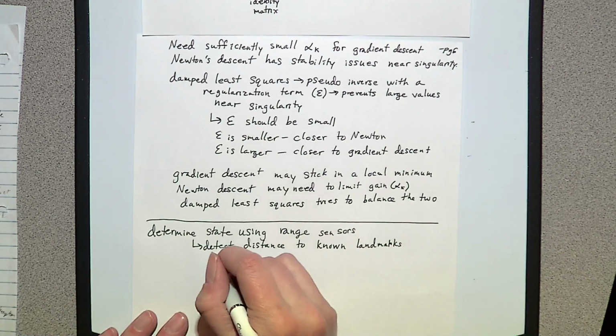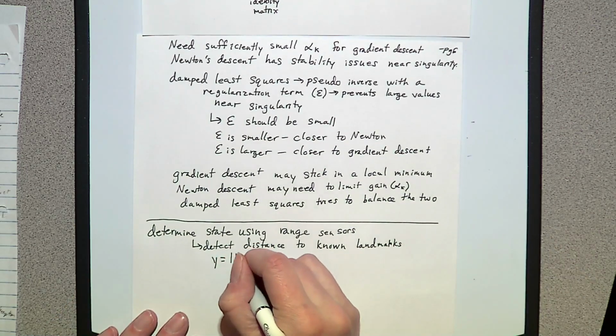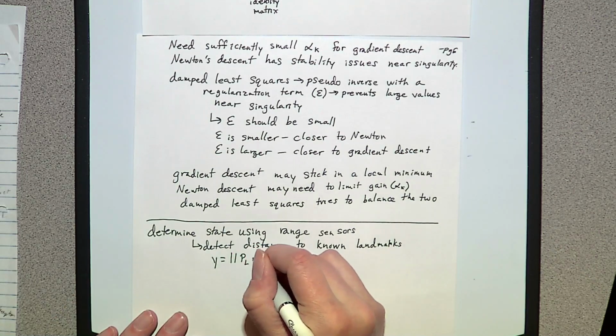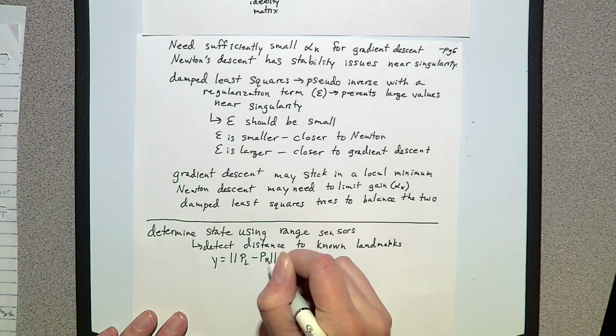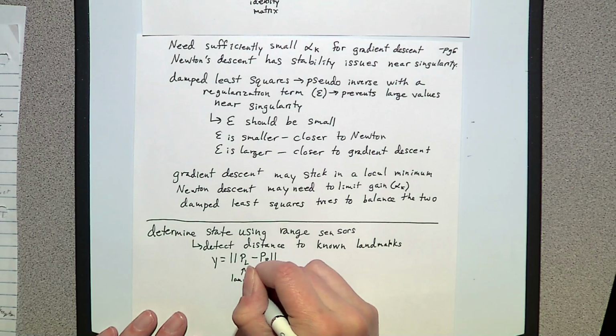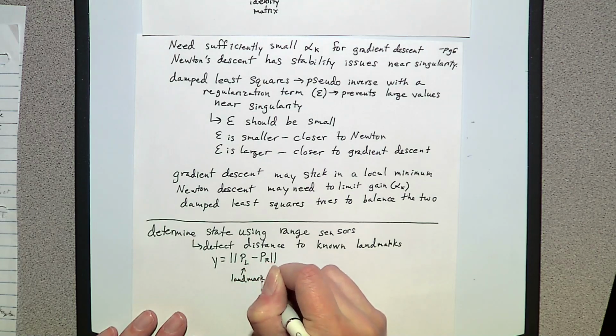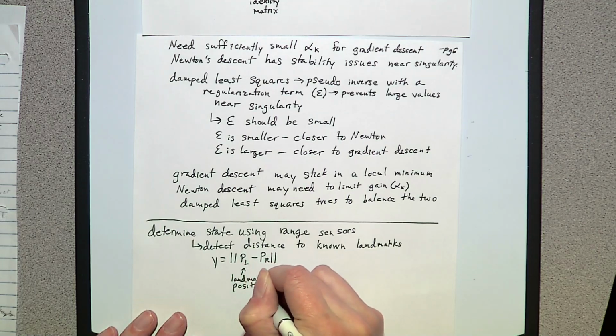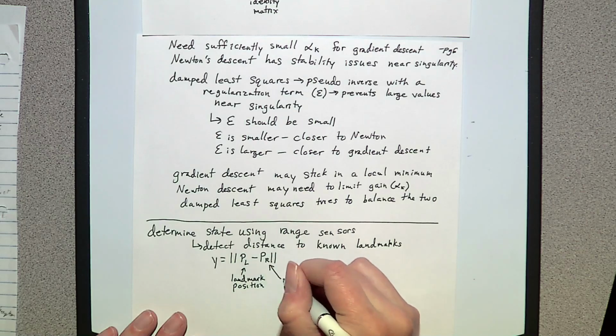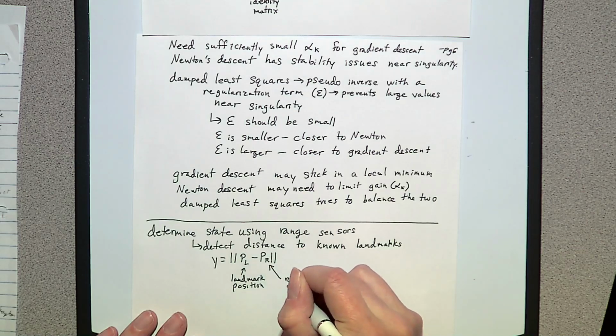So basically our sensor measurement then is y, the distance between PL and PR. So this is landmark position, and PR is the robot position.